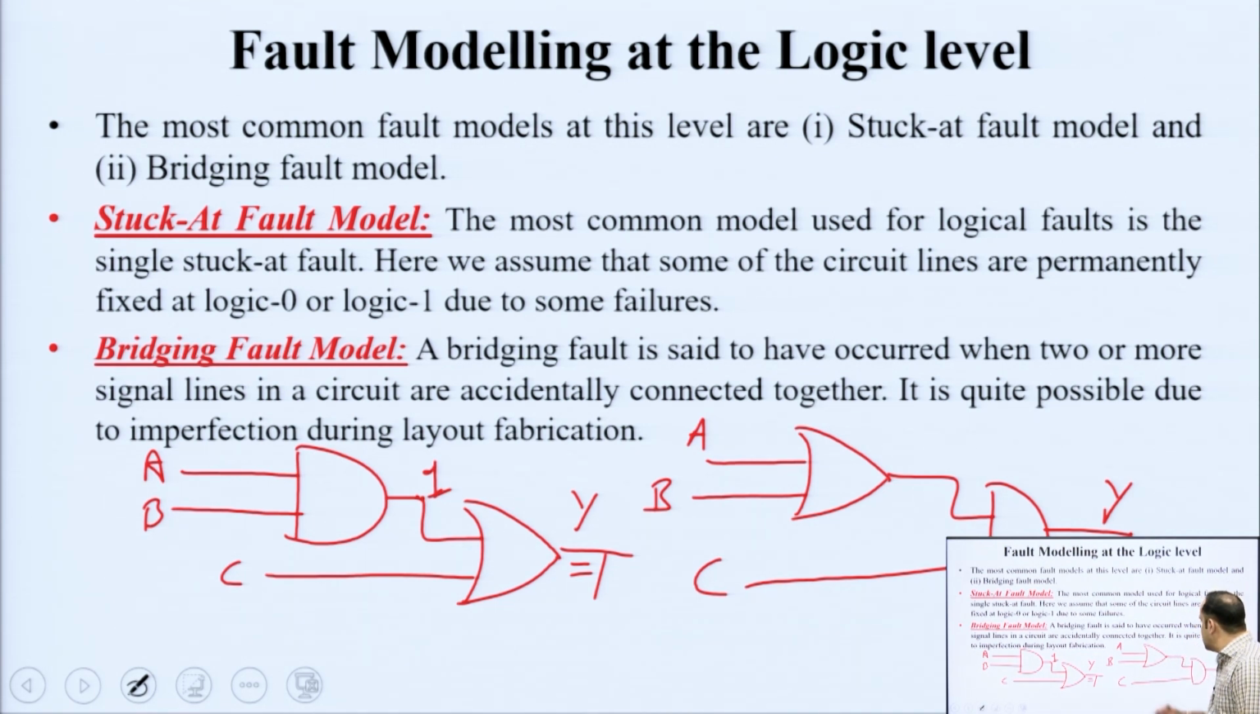In this circuit here, suppose because of some defect, this point is at logic 0. Because it is driving an AND gate, if one of the inputs is 0, the output is always going to be 0. Okay. Now, it does not matter what you apply at A, B or C, your output always comes out at 0.